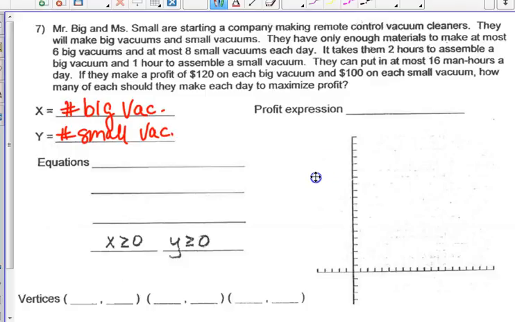Now what? Now we just make our profit expression. If they sell just one, 20 on each big bag, plus 100 y.